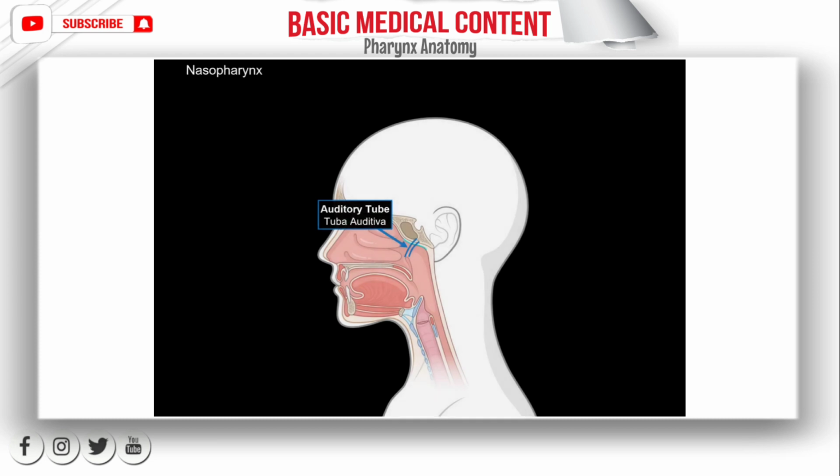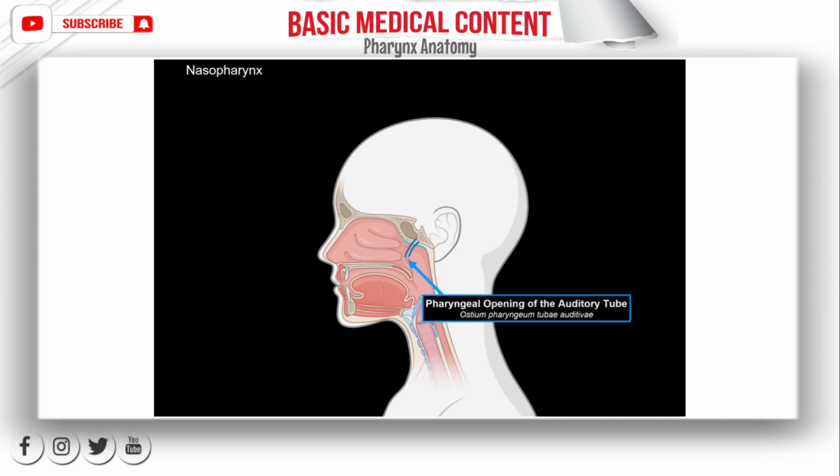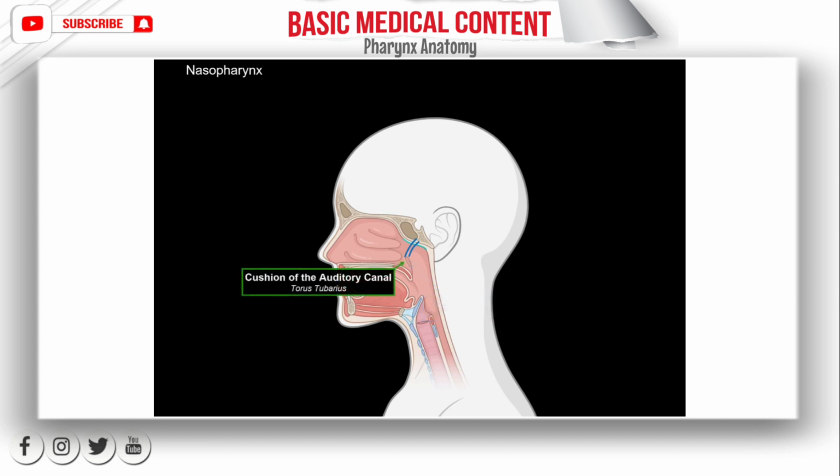The point where the auditory tube opens into the pharynx is called ostium pharyngeum tubae auditivae, which literally translates as the opening of the auditory tube. Here you will have cartilage protruding above the opening of the auditory tube called torus tubarius, or cushion of the auditory canal, as well as a small groove behind the auditory tube called the pharyngeal recess.